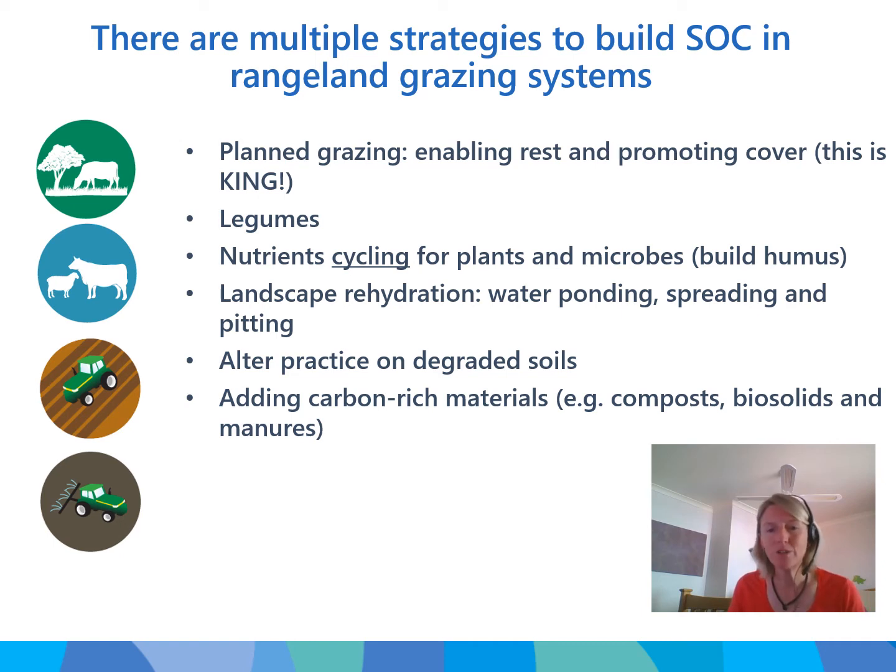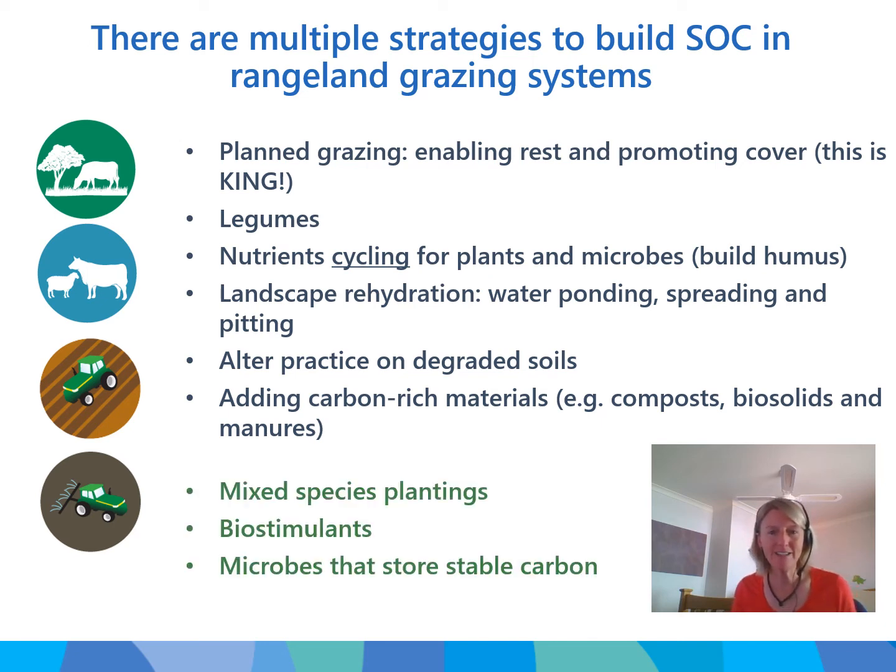Changing practice on degraded soils, so land use change, can be an important factor which really gets maximum sequestration in the early years. So going from a degraded crop to a perennial pasture can be an effective way of building soil organic carbon. And also adding carbon-rich materials such as composts and manures.